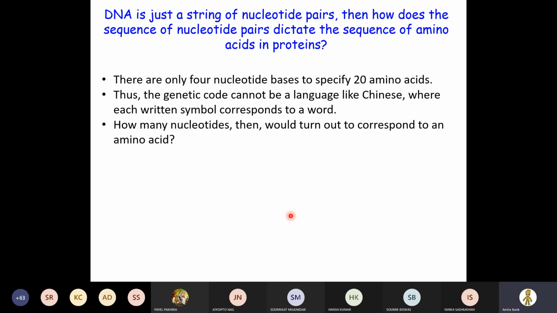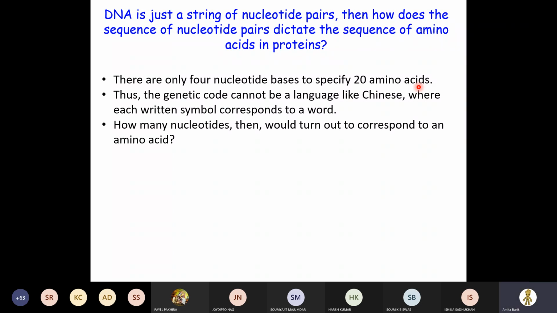DNA to RNA, transcription, is very easy. As I said, you are simply transcribing, like writing in your notebook whatever is written on the slides. But when we are translating one language to another, let's say German to Spanish or Hindi to English, you have to find out what the machinery is about. There are just four nucleotide bases in DNA, and we have 20 amino acids in proteins. Do you think the genetic code will be a language like Chinese, where each written symbol corresponds to a word? Then how will it happen? How many nucleotides will correspond to an amino acid?